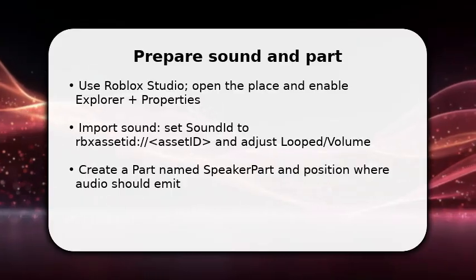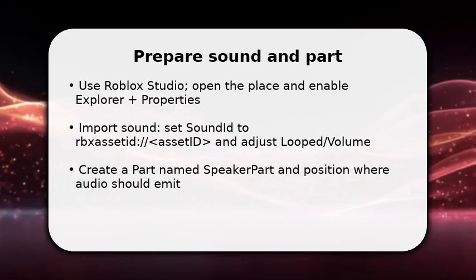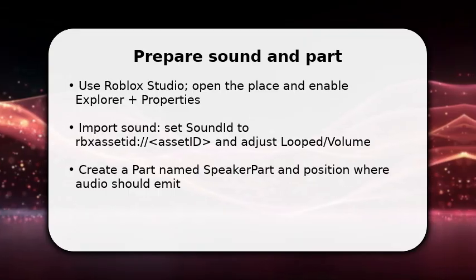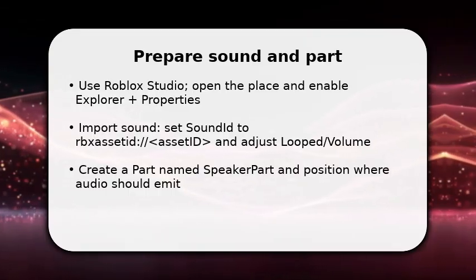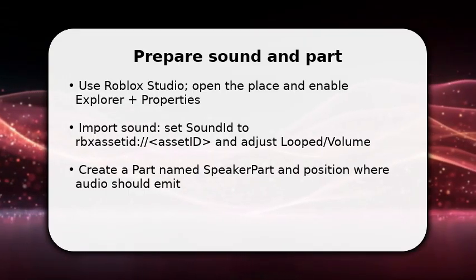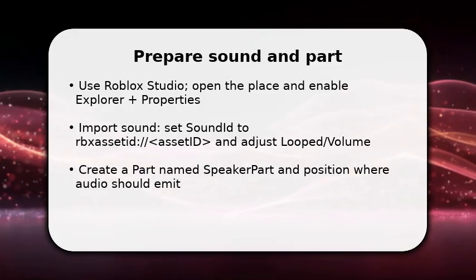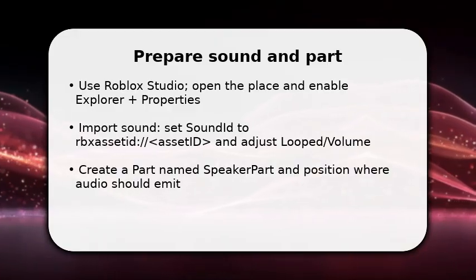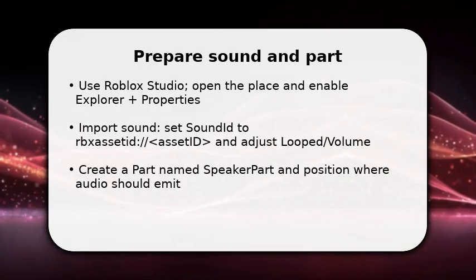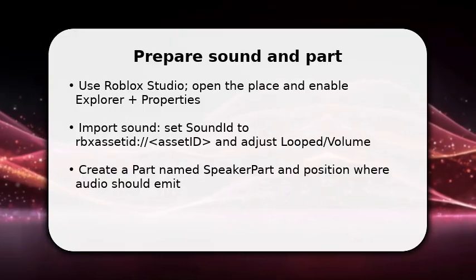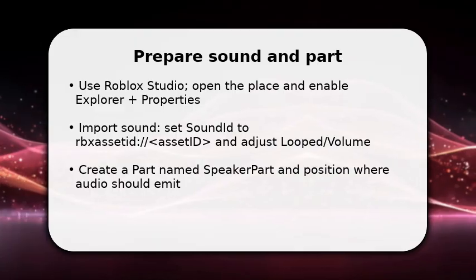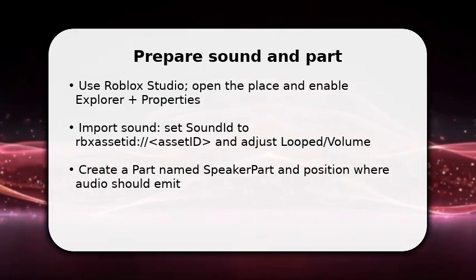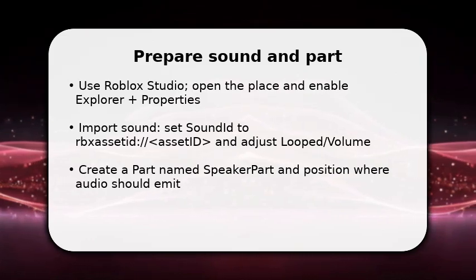You start by preparing the audio asset and the physical speaker. Open Roblox Studio, enable Explorer and Properties so you can see sound and part settings. Import or upload your audio and paste rbxassetid:// and the asset ID into the Sound ID field, set volume and looped as needed. Create a part called Speaker Part and place it where players should hear the source. Once done, parent the sound to that part so spatialization works automatically, and you can proceed to scripting playback.